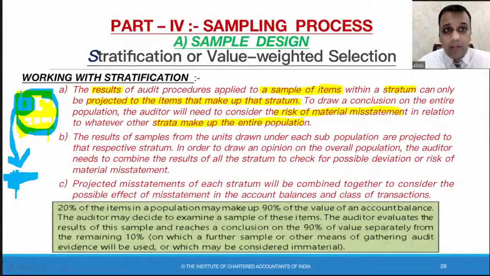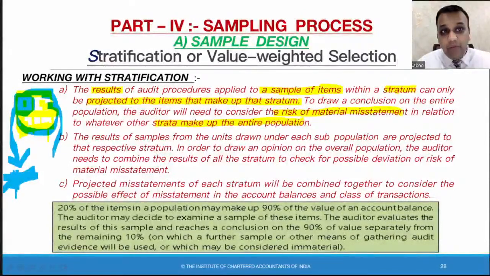For example, this is our accounts receivable. This is one category, this is the second category, this is the third category, this is the fourth category: 3 months, 6 months, 9 months, 12 months. So I'll obtain a sample of debtors from the first stratum, 3 months, and apply my audit procedures. What audit procedures do I apply on the accounts receivable, sundry debtors? I'll apply my audit procedures, and I'll project the result of the sample drawn from this 3 months category only to this category.